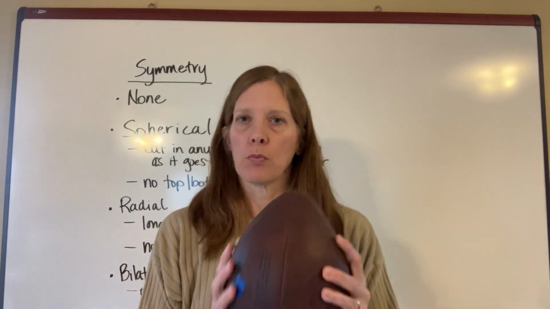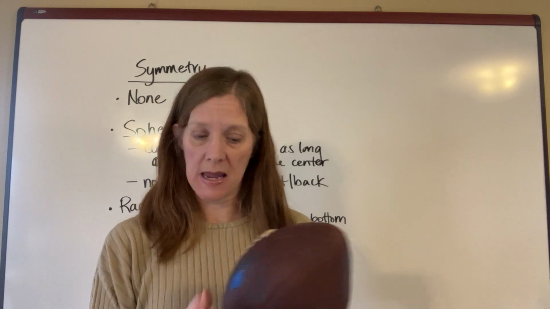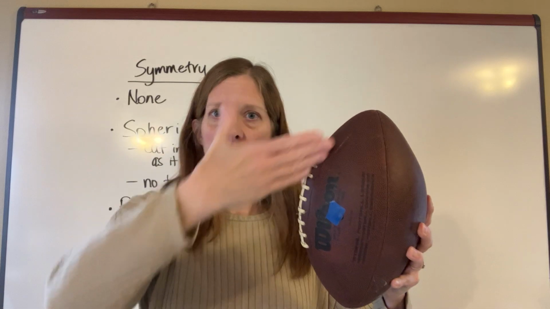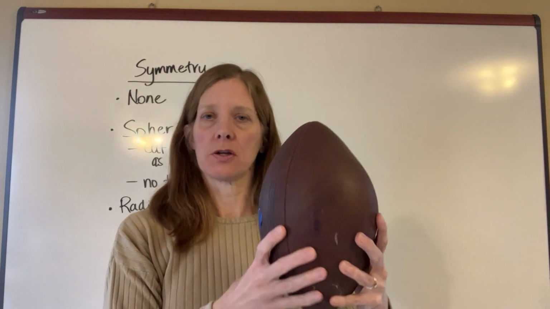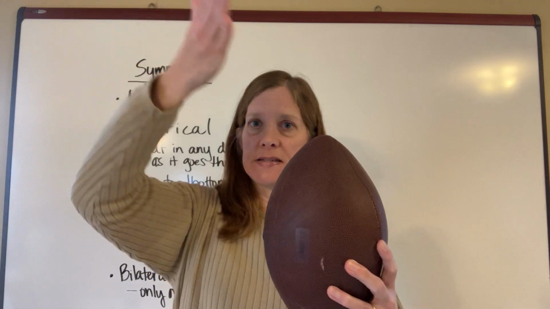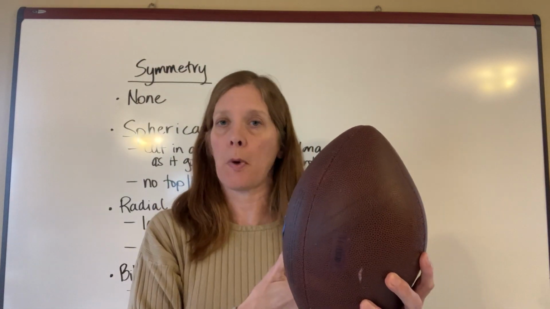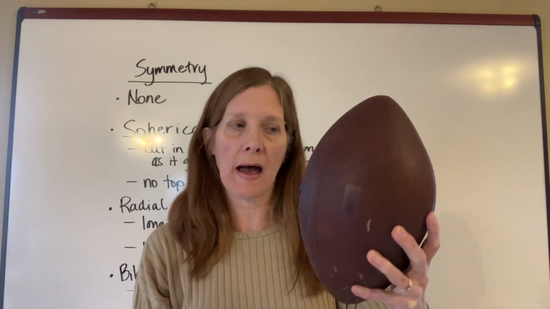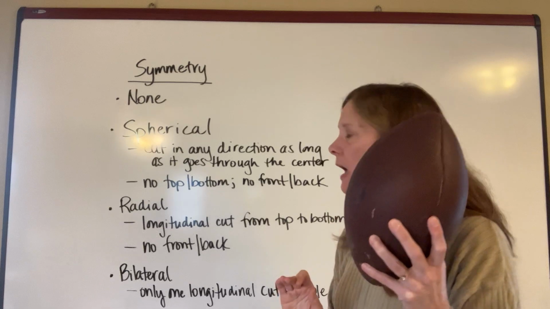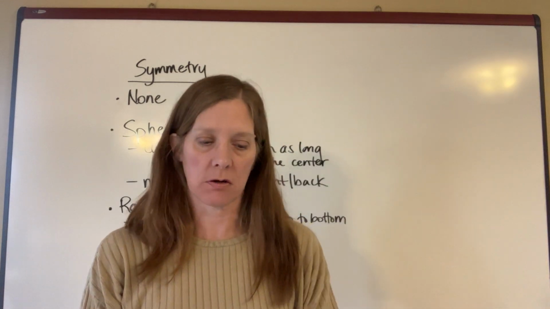Okay, so when you look at this football, if I, again, would take my blade and cut it, I could cut it down this way, I could cut it across this way, I could cut it down at an angle. And as long as I go through that very center point in the middle of the football, I'm going to have 2 identical halves. So this also has spherical symmetry because I can cut it in any direction and I'm still going to have 2 identical halves.